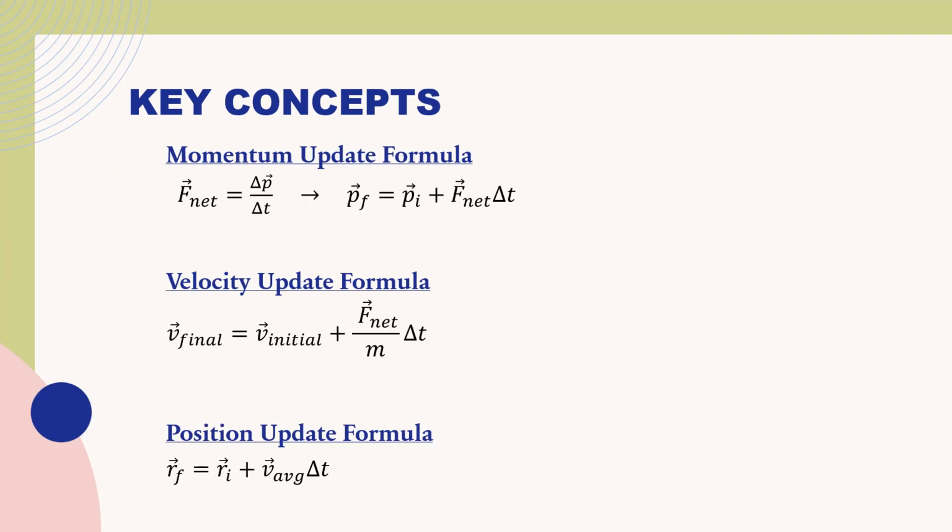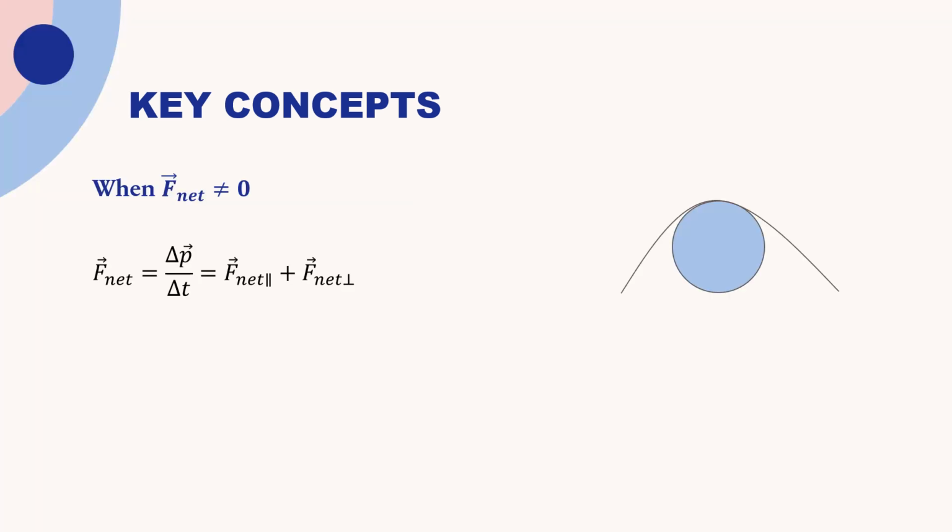Some of the key concepts covered include rearranging Newton's second law into the momentum update formula, the velocity update formula, and the position update formula. When there is an unbalanced system and Fnet is not equal to 0, it can be decomposed into the parallel and perpendicular components. Fnet parallel changes the magnitude of the momentum in the direction p hat, speeding up if it's parallel or slowing down if it's antiparallel. It's equal to the change in momentum's magnitude over the change in time in the p hat direction.